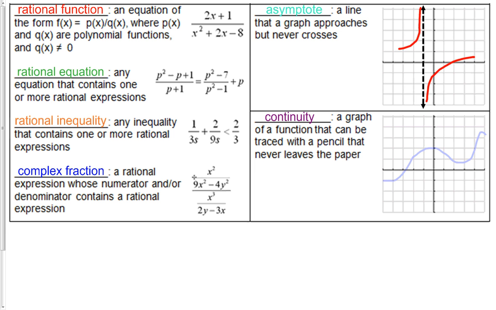The best way to understand continuities is through its opposite. A hole or a discontinuity would be an example of something that is not continuous. You would have to pick up your pen. An asymptote is another thing that causes discontinuity. You can see you can't continue tracing this on forever because you have a break. And that's the Unit 8 vocabulary.